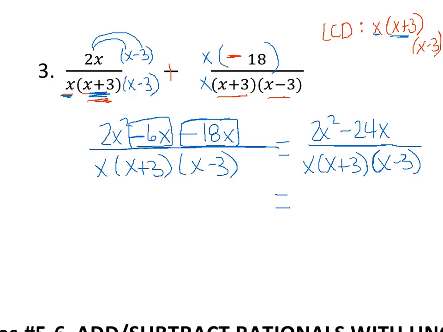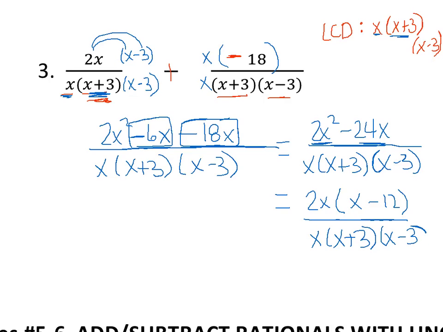Well, if you look on top, I have an x squared. I also have a number out front that's 2. So let's see if we have a common factor that we can factor out. Both of these terms have a 2 that I could divide out and an x. So let's divide that out. So I'm going to have a 2x that I'm dividing out. You have to write that down, don't forget. And then when I divide out a 2x, I'll be left with x. Divide a 2x out here, and you have minus 12. And it's all over x times x plus 3 times x minus 3.